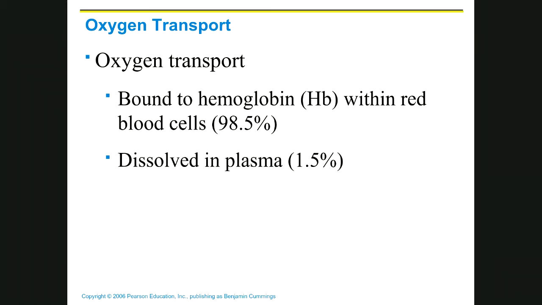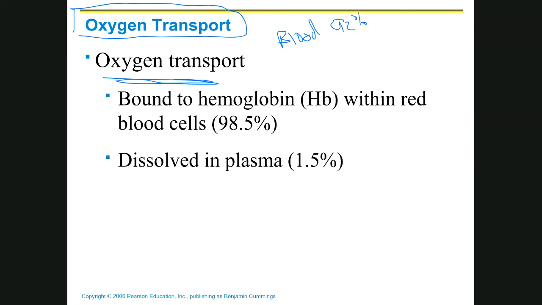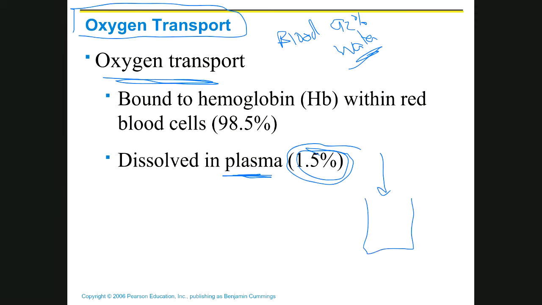So oxygen transport. So remember, blood is mostly water. Blood is 92% water. And oxygen will dissolve in water, but not very well. But a little bit will dissolve in the water of the plasma, about 1.5%. So it just goes in. Nothing happens to it. It just dissolves in between the water molecules. But not very much, a little bit.